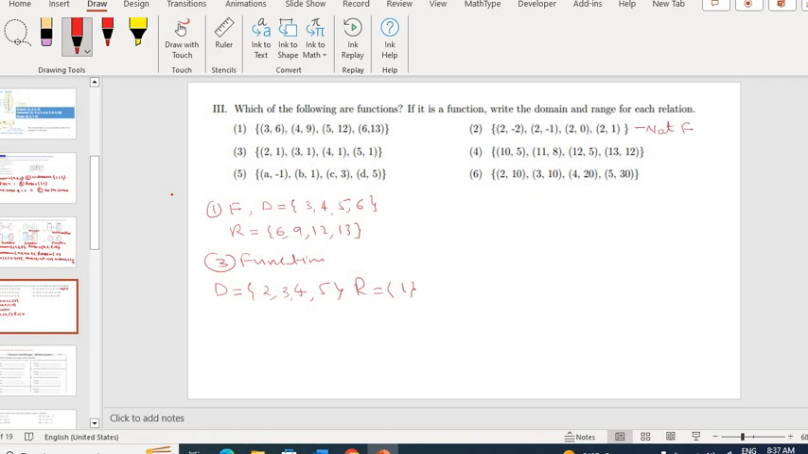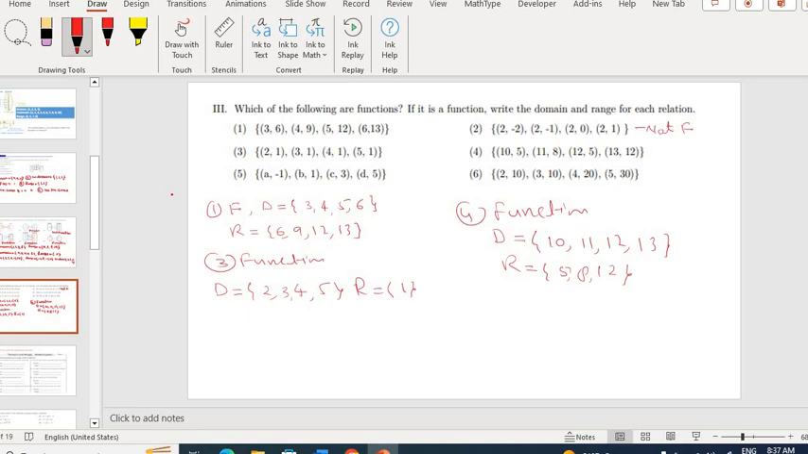Question number 4: 10, 11, 12, 13. So question number 4 is a function. If it is a function, then the domain is 10, 11, 12, 13. R means I am defining R as range, D as domain. Range is 5, 8, 12. This is the range of question number 4.